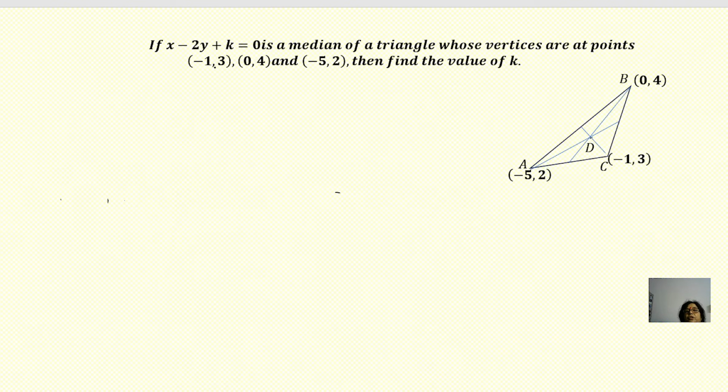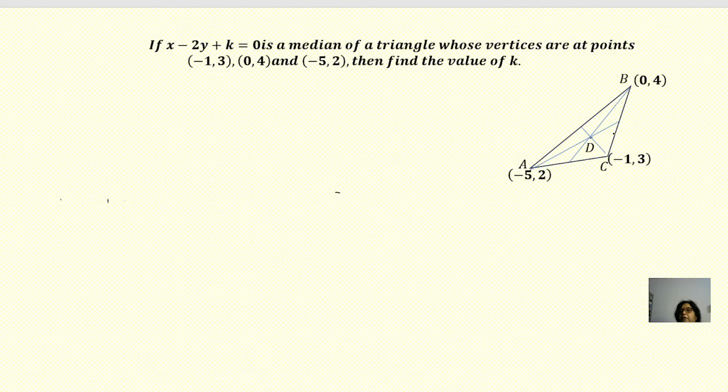The next question is, if x minus 2y plus k is equal to 0 is the median of a triangle whose vertices are at points minus 1, 3, 0, 4 and minus 5, 2, then find the value of k. So here, the important thing to be understood is this is the equation of a median. It can be any one of the three medians.